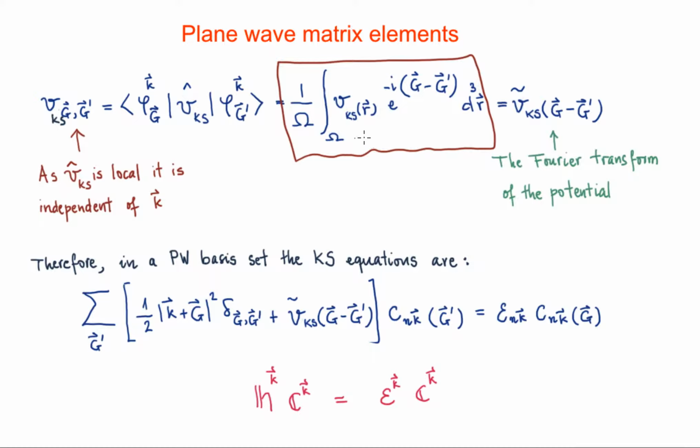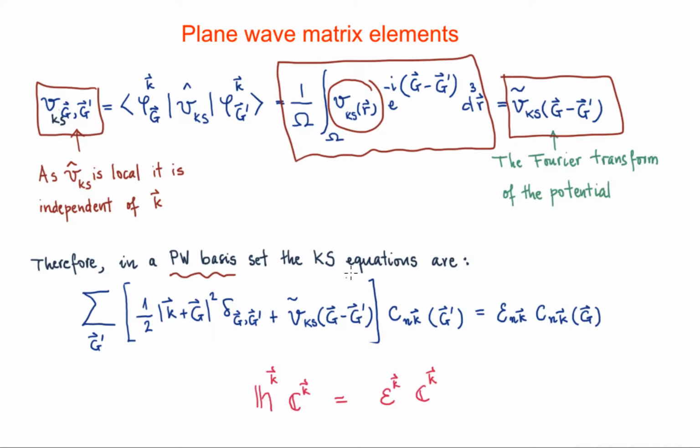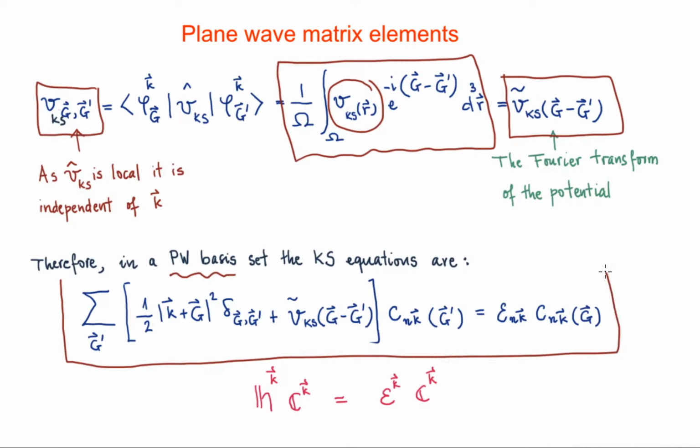What we have here is the Fourier component, the Fourier transform, of this potential. So the matrix element corresponding to the Kohn-Sham potential, the G G prime component, is basically this Fourier transform of this potential. So we have everything in order to have the Kohn-Sham equations considering this plane wave basis set, and the Kohn-Sham equations written in this plane wave basis set are given by this equation here.